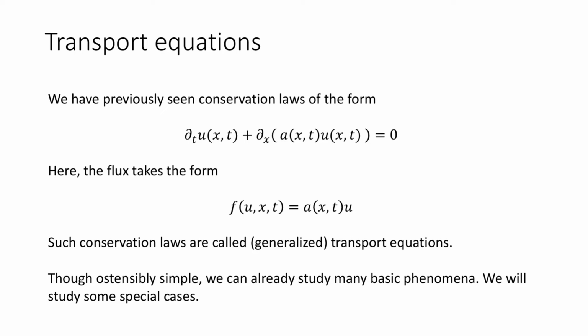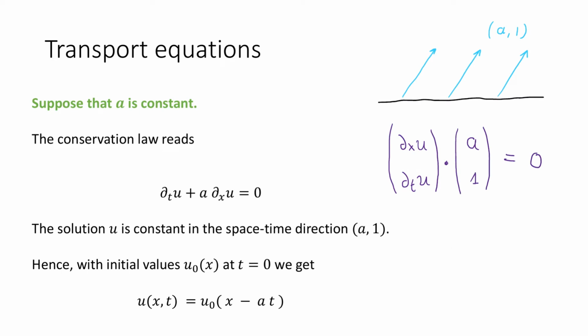And even though the transport equation may at first glance appear very simple, it already exhibits many important phenomena of conservation laws. So let's have a look at our old friend, the transport equation, and actually take a look at successively more complicated transport equations. And we begin with a setting where the transport speed is constant. So suppose that a is a constant, and the conservation law of the transport equation now has a very familiar form, namely the time derivative of u plus a times the x derivative of u equals 0.